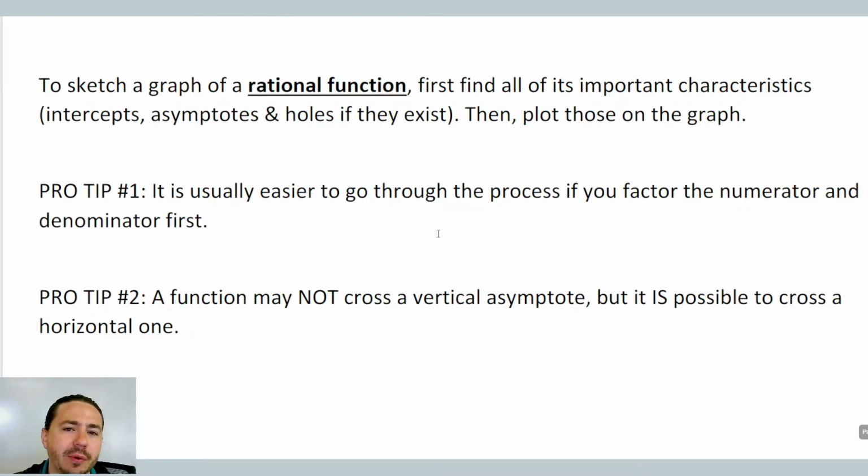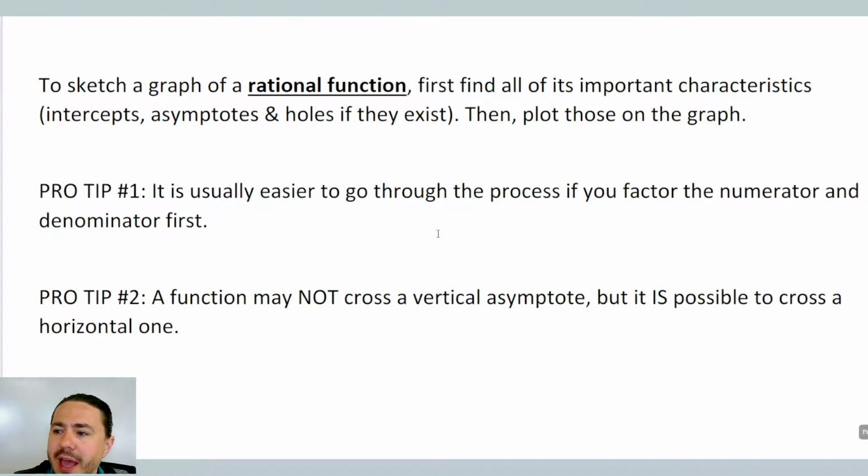And then the second tip I want to give you is that you may not cross a vertical asymptote, so you don't have to worry about finding points where that happens, but it is possible to cross a horizontal asymptote, so that's something we will have to check as we go.